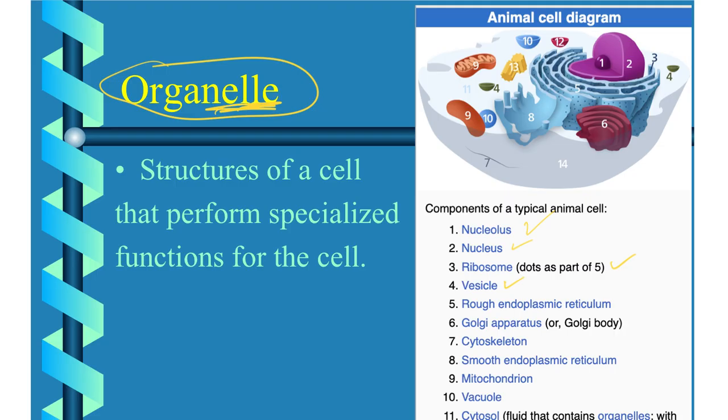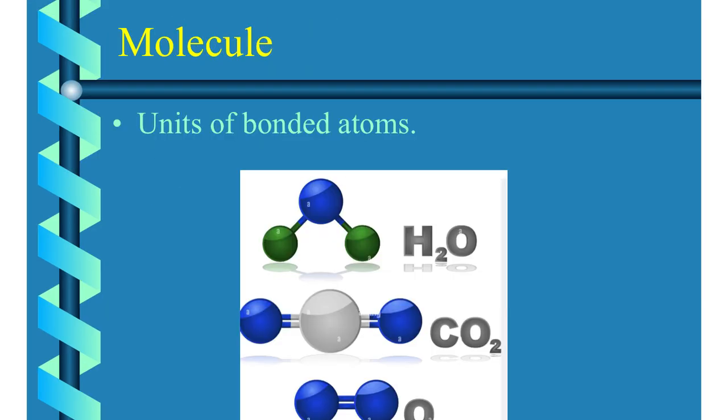Okay, at this point, starting with organelles, these are not living. Organelles are part of a living cell. A cell could not exist without its organelles, but organelles are not living units. Okay, starting with organelles and going to the end of this study guide, everything is not living. Okay, but without it, you couldn't exist as a living cell.